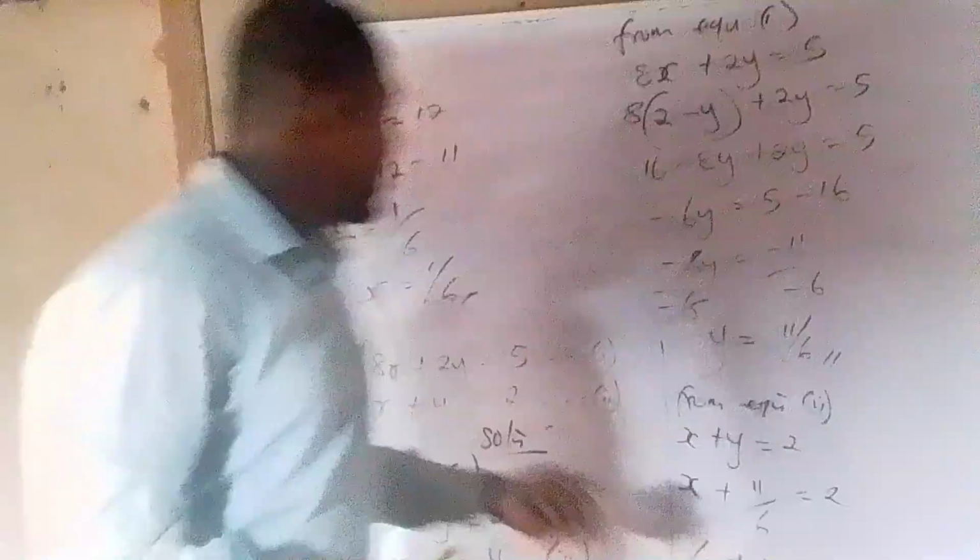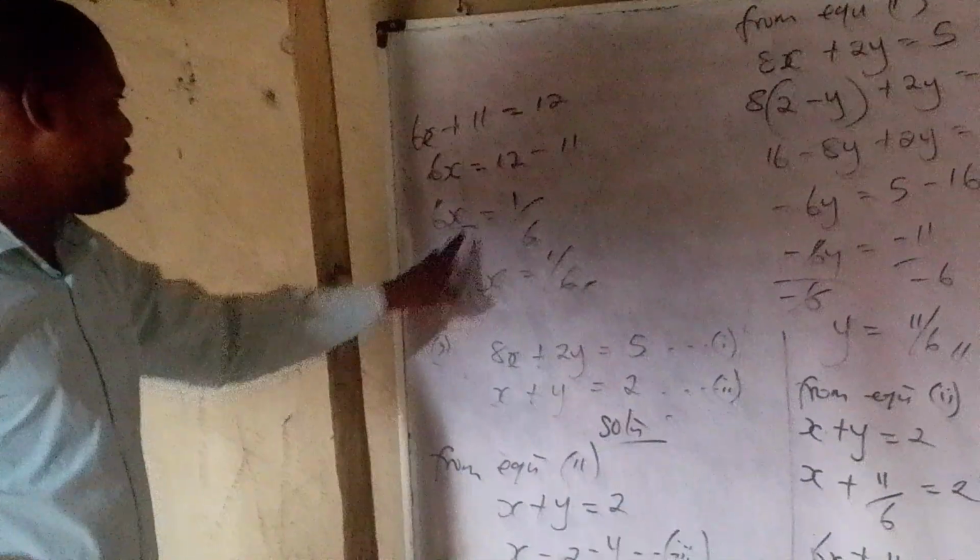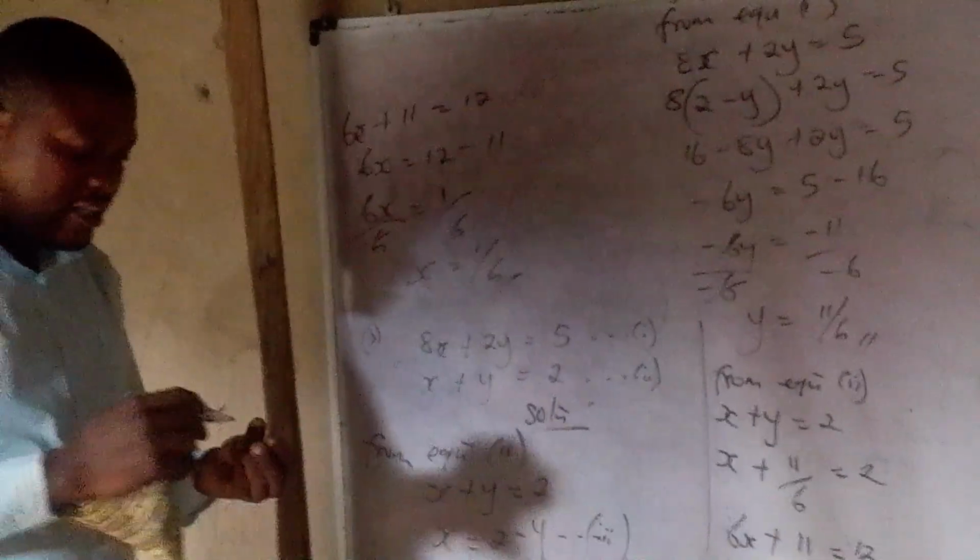6x over 6 is equal to 1 over 6. 6 cancels 6, x is equal to 1 over 6. That's my final answer. Thank you so much.